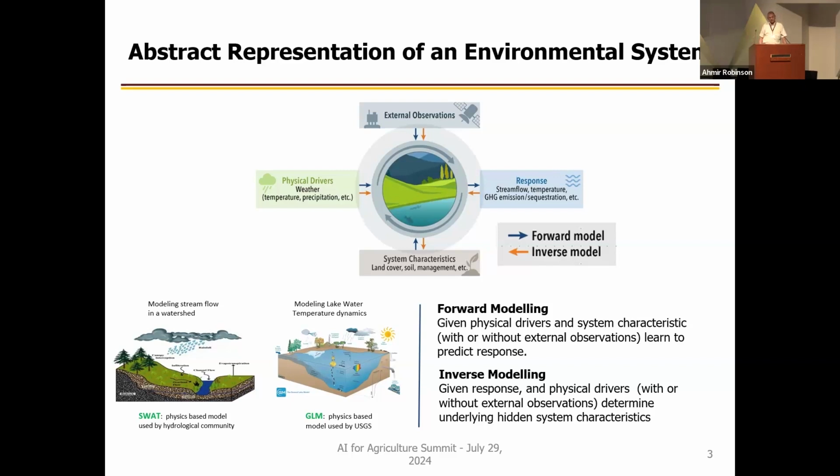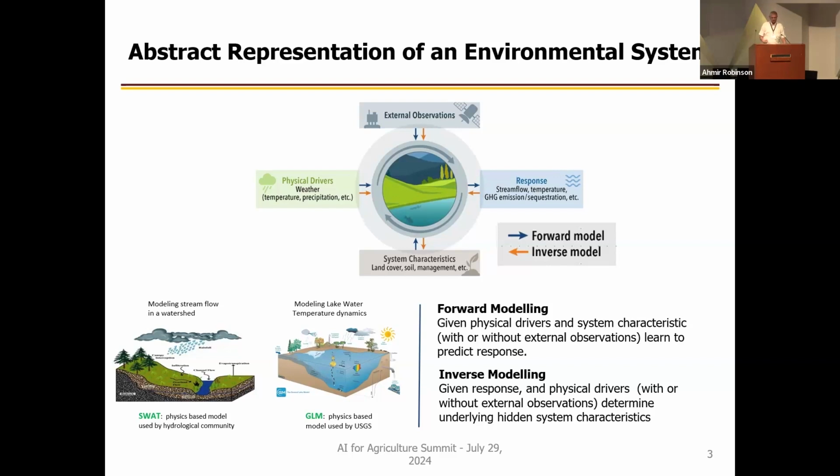And there's a lot of work on using the external observations, which are through the satellites, to figure out what's going on under the ground. So there are a lot of models that people are building using the observations that we have and modeling the response, maybe with or without the system characteristics. So there is forward modeling, which is trying to understand this process.